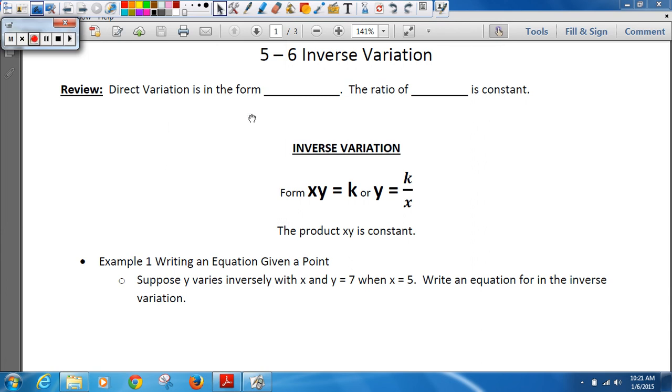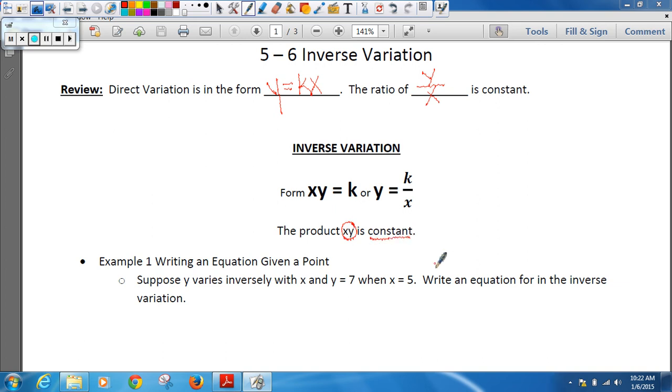Today we will be looking at 5-6, inverse variation. So a quick review of direct variation from yesterday is that direct variation is in the form of y equals kx. The ratio of y over x is your constant, or is the k. Inverse variation then takes on the form of x times y equals k, or y equals k over x. The product of x, y is the constant.